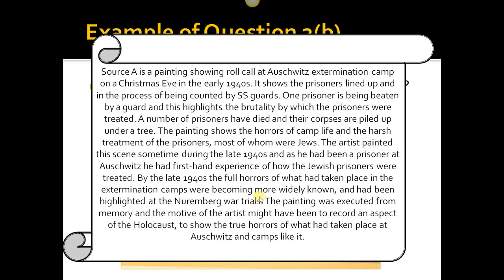The painting was executed from memory, and the motive of the artist might have been to record an aspect of the Holocaust to show the true horrors of what had taken place at Auschwitz and camps like this. So I think that is a great answer there.